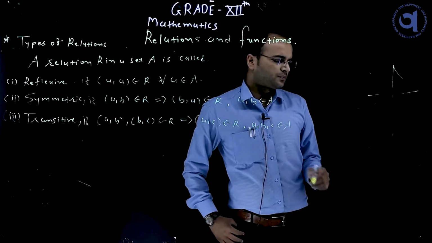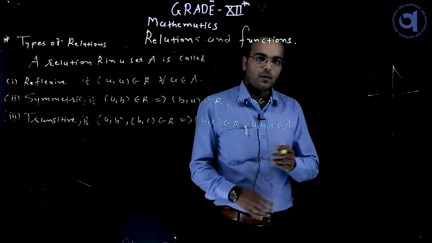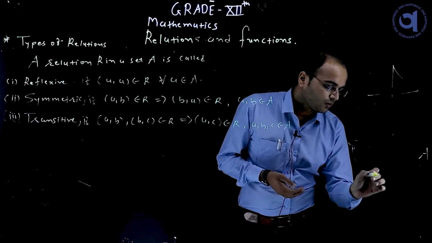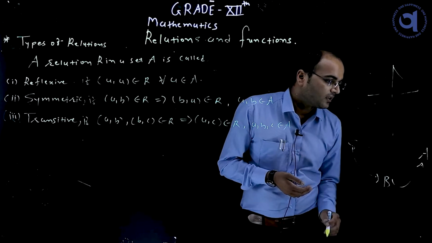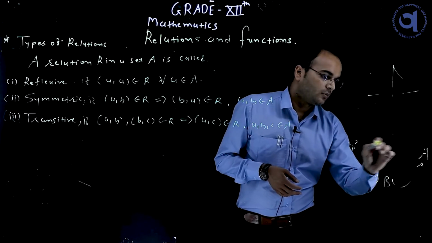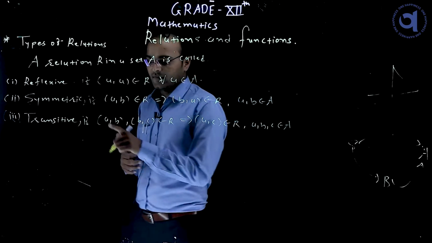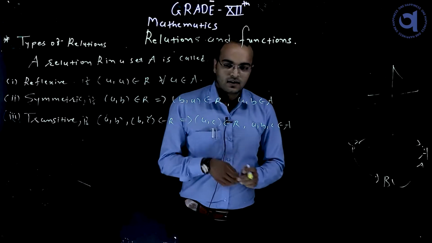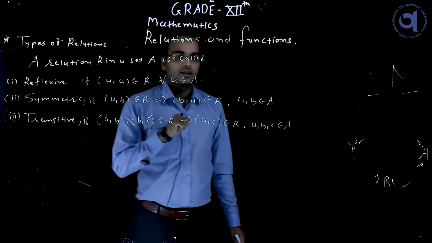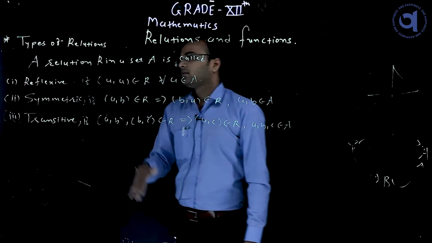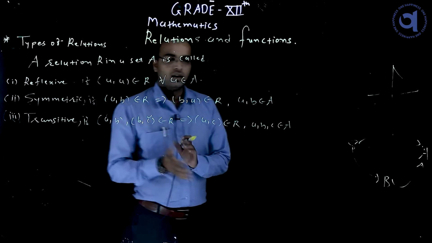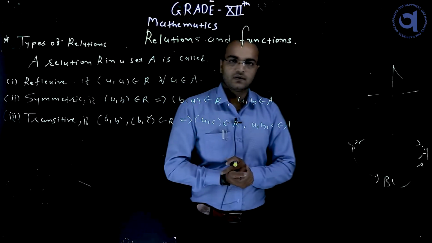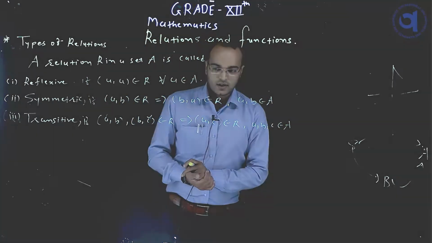For example, suppose you have to go from Surat to Ahmedabad, but first of all you go from Surat to Baroda and Baroda to Ahmedabad, then we can say that we are going from Surat to Ahmedabad via Baroda. If A is related to B and B is related to C, then A is related to C, then we say that relation R is what? A transitive relation. Okay, there are three types of relations: reflexive, symmetric and transitive. Keep in mind the definitions of all three.